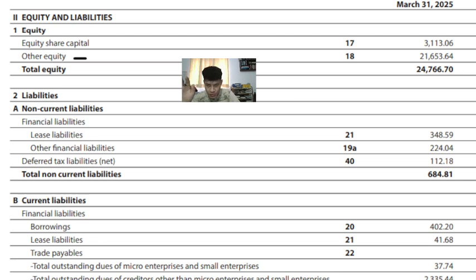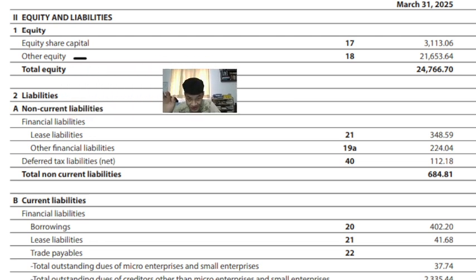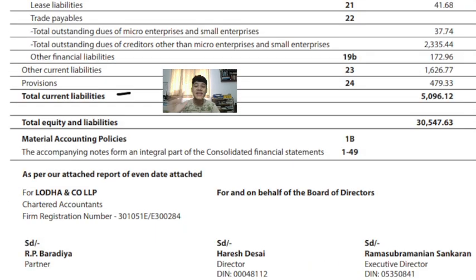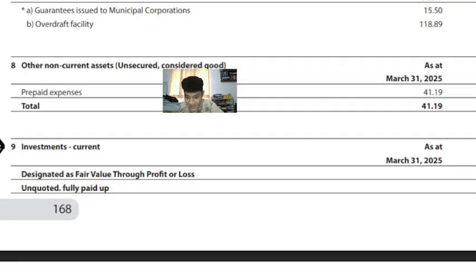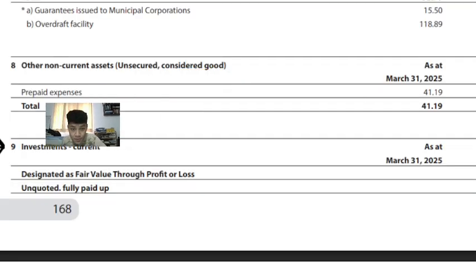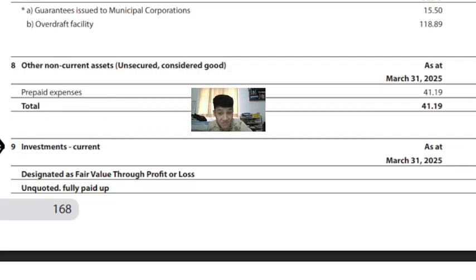You can pause and take a look at the non-current liabilities, the money it has to pay back after 12 months. But very healthy balance sheet, a lot of cash. Let's dive a bit deeper into the balance sheet. Where is it? Yes, investments current. We will take a look at the investments of the company.